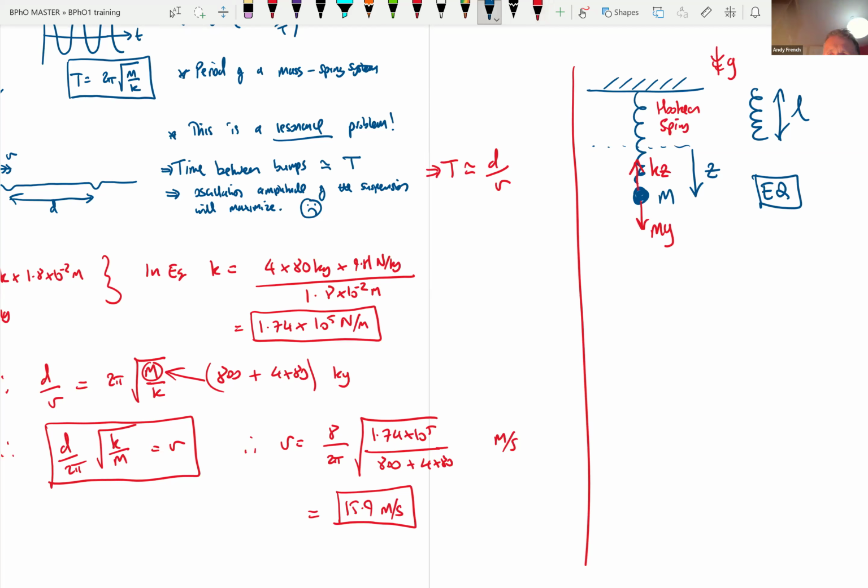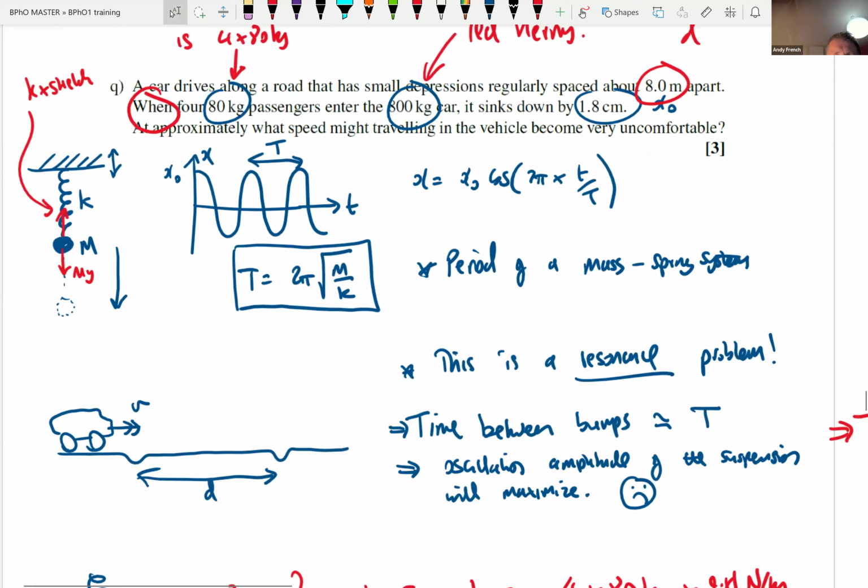Now let's extend it by a little bit more, and then we'd let it go and let the whole thing oscillate. So that's the equilibrium stretch, Z, and then we're going to stretch it a bit more by X. I'll use the same symbol that I had for my simple harmonic motion up here.